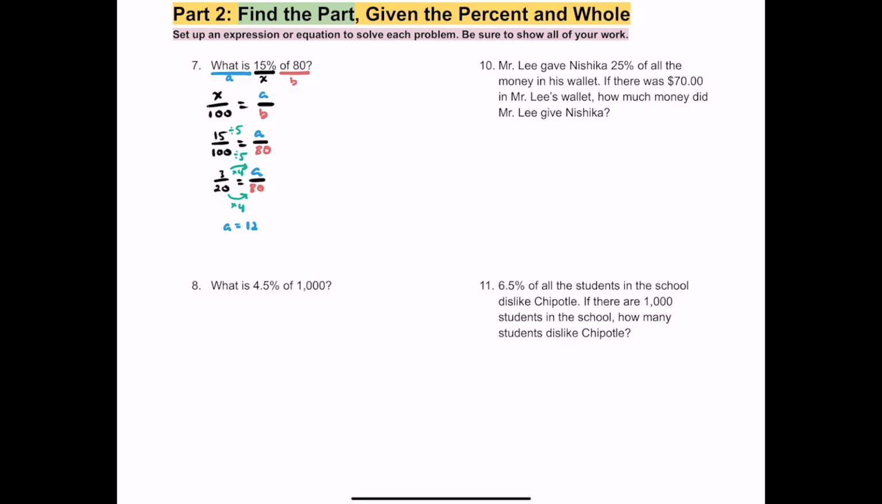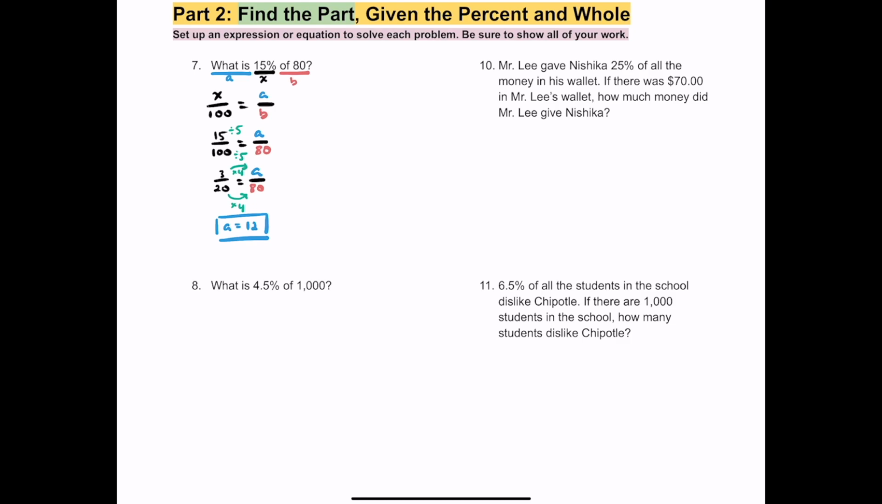So when we find out, it says what is 15% of 80? Well, we actually can say, well, 12 is, right? 12 is 15% of 80. Okay, so imagine if there were 80 cookies and you ate 15% of them, that means you ate exactly 12 of those cookies.